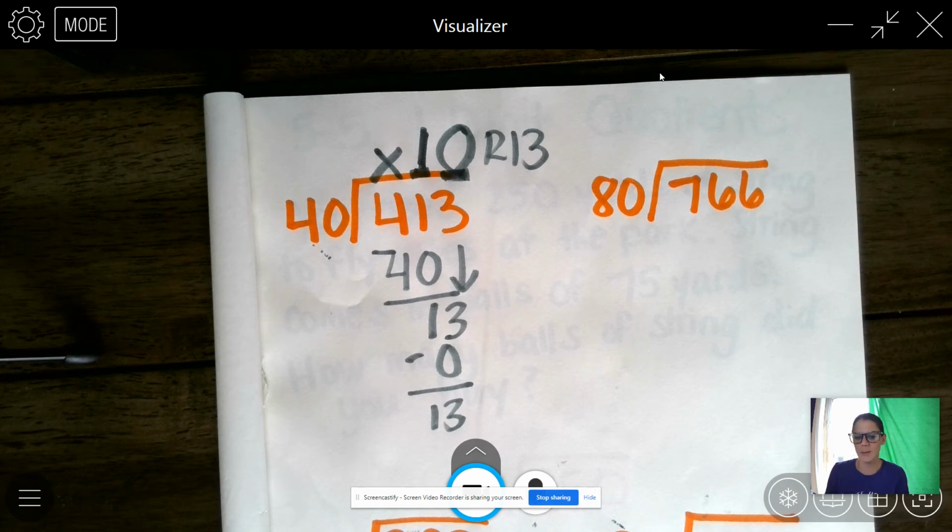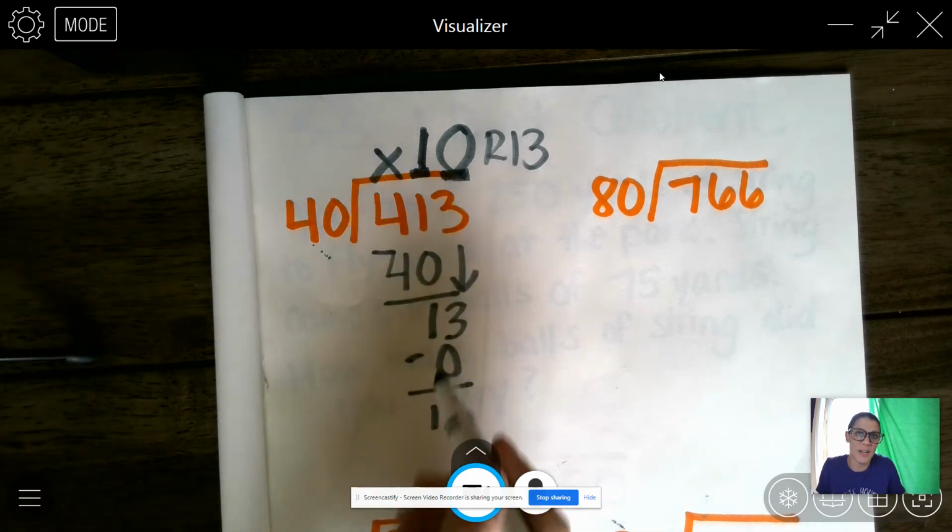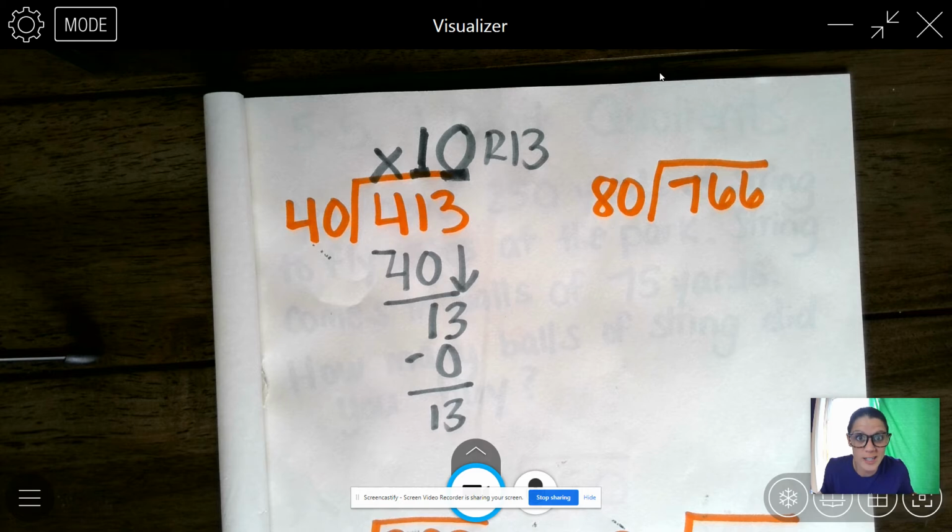Sometimes when we get to that step where we have to put a 0 in the quotient, everybody gets all nervous and they don't know what to do. But if 40 can't fit into 13, then you put a 0 in that quotient. Don't be afraid to do that.